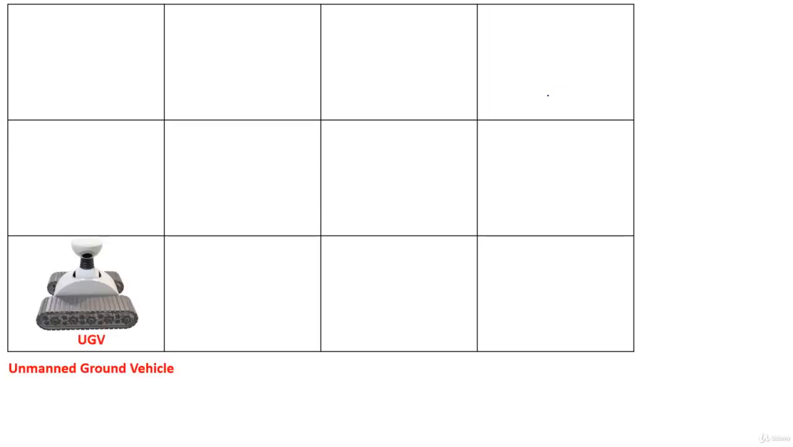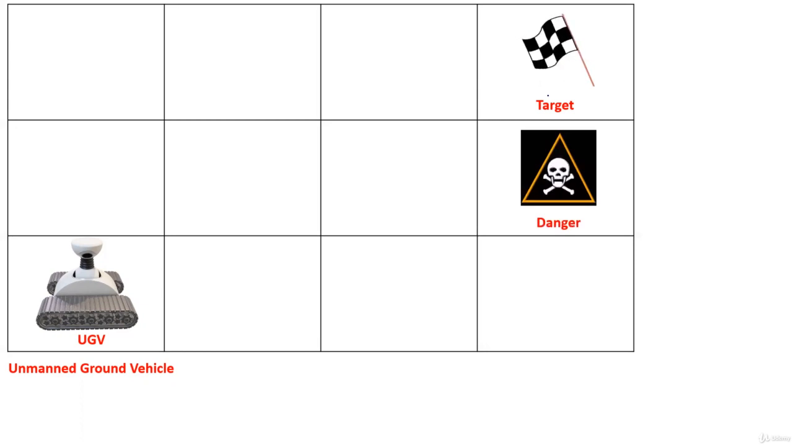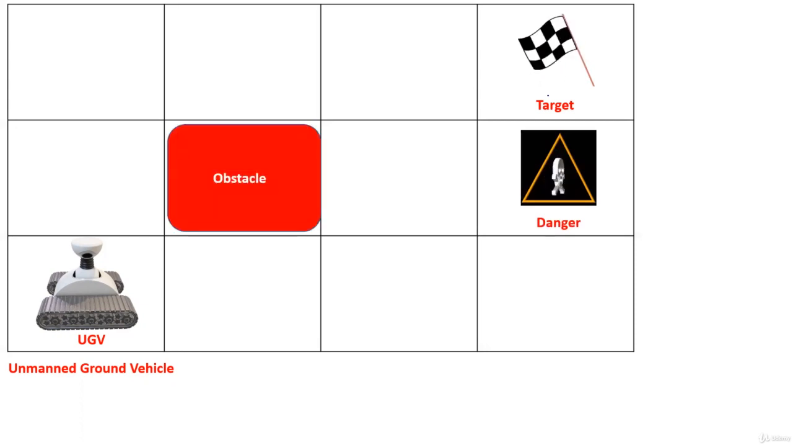Okay. So first, this is the setup of the environment. You can see there are 12 boxes which I kept. This is your UGV, that is unmanned ground vehicle. This is the target location where your UGV actually wants to reach. This is your danger place where the UGV should not go. This is the obstacle where the UGV is not allowed to go. So you can understand which places the UGV should go to and which places it should not. At the danger location, the UGV should not go. At the obstacle, the UGV cannot go. The other blocks, it is able to move to.